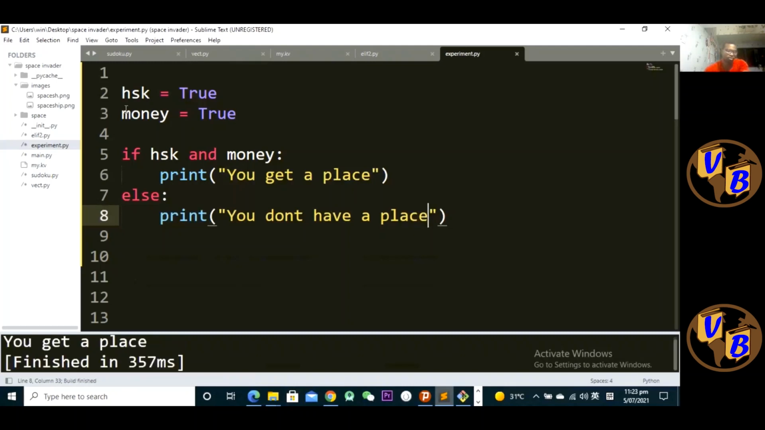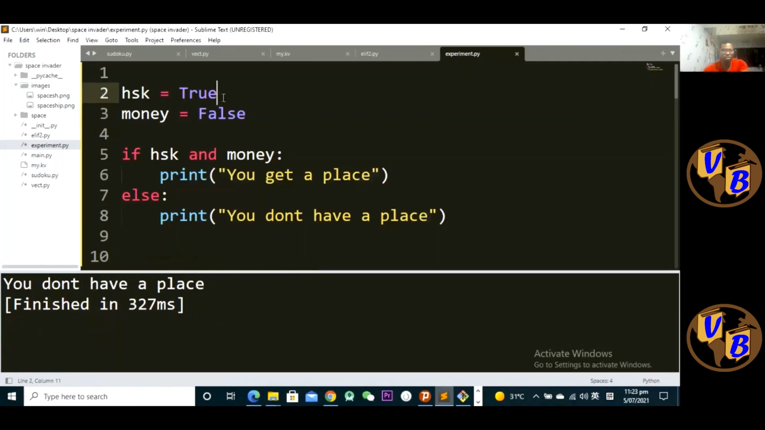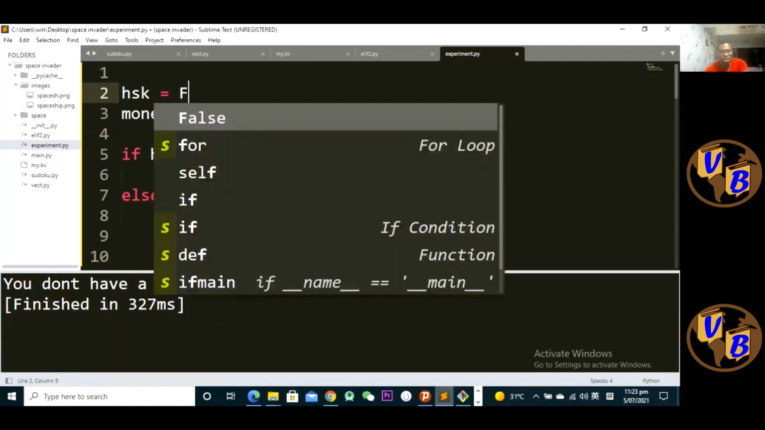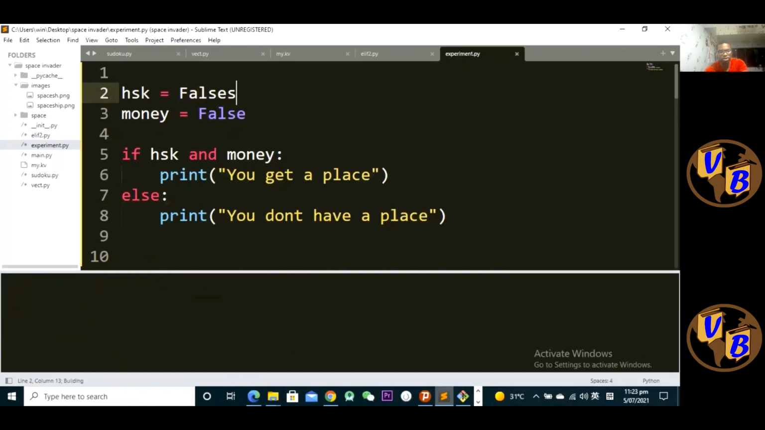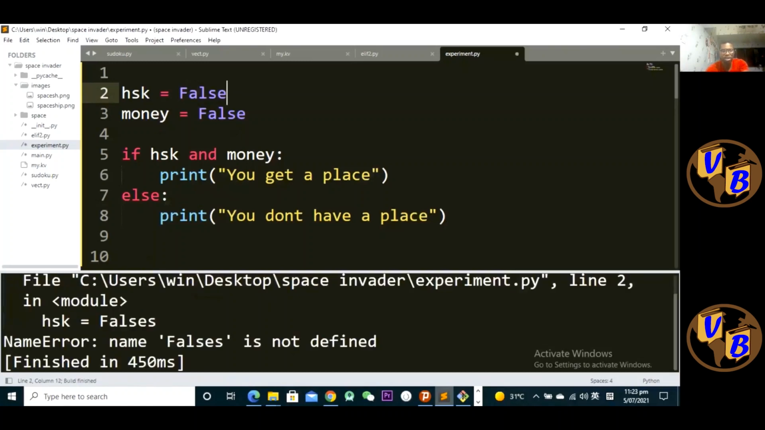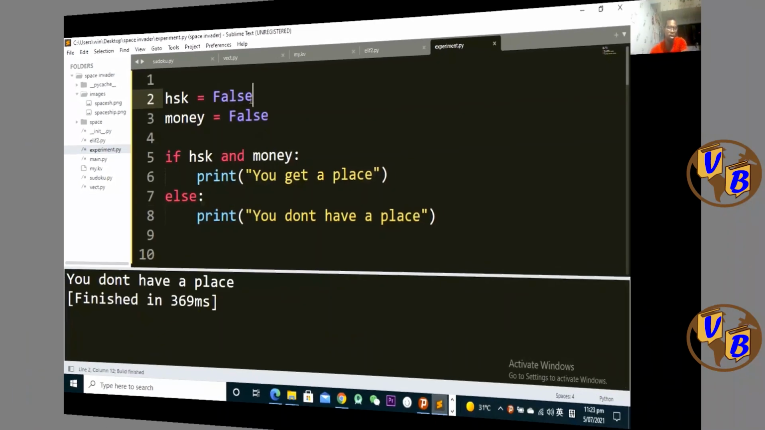The AND, if you guys remember last time, works in a way that both of the conditions have to be true. If any one of these conditions is false, then obviously you don't qualify. You don't have a place. If either one or both of them are not true, then you don't have a place. Let's say the other one is also false, it simply means you don't have a place, right?